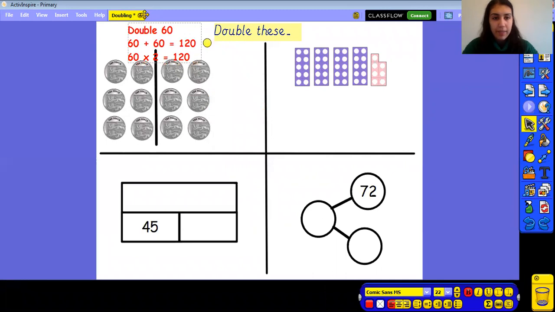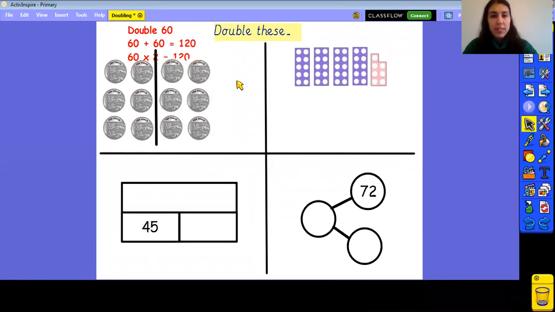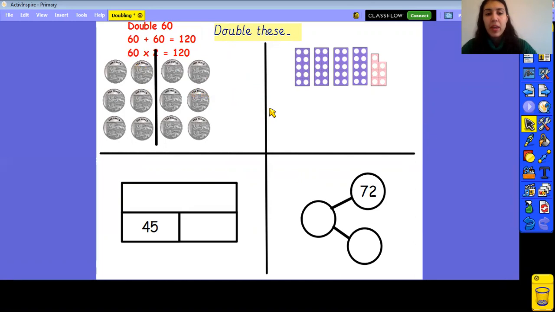And I'll pop that there. So we could have said double 6 is 12. So double 60 is 120. And we can see that by having 12 10s, and we know that 12 10s is 120.